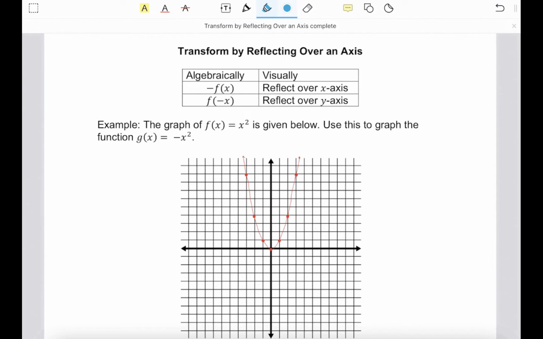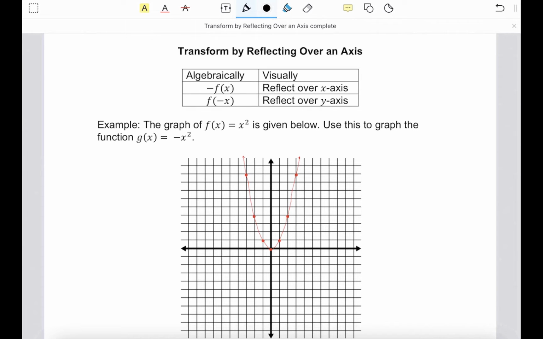The other one is reflection over the y-axis, which is less common. When you have within the function itself the x negated or multiplied by that invisible -1, it reflects it over the y-axis, and this should make sense since inside of the function this denotes the x-coordinate. Since it's negated, it goes to the other side.